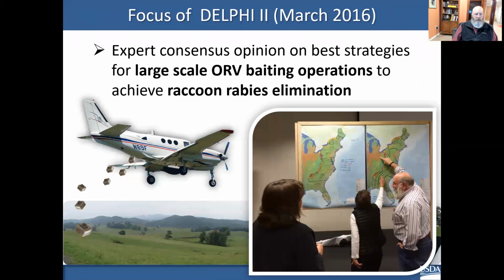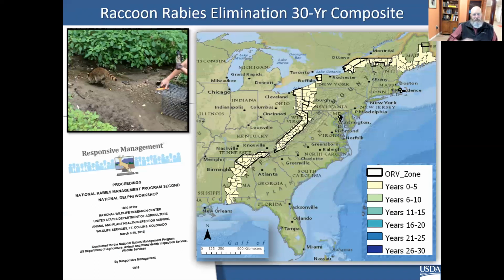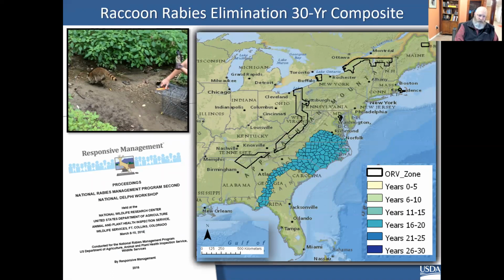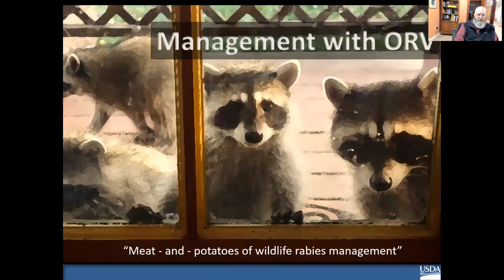We also wanted to look, again using this Delphi approach, at large-scale ORV baiting to help us look strategically at how we would eliminate raccoon rabies. I'll just briefly go through this. Those yellow squares are counties, and we're going to see over time that it basically marches raccoon rabies back to the ocean. And this is our 30-year plan, not quite prescriptive yet, but close.